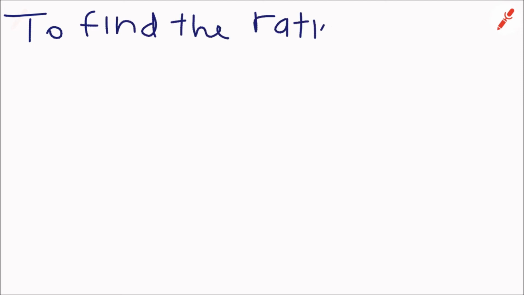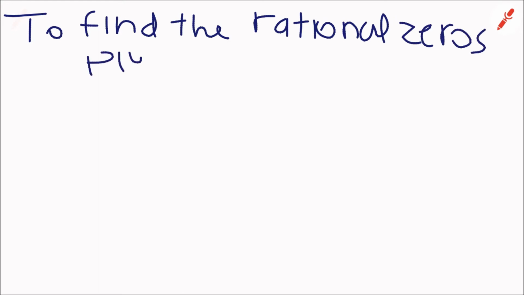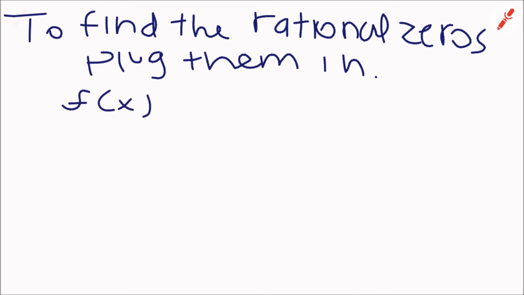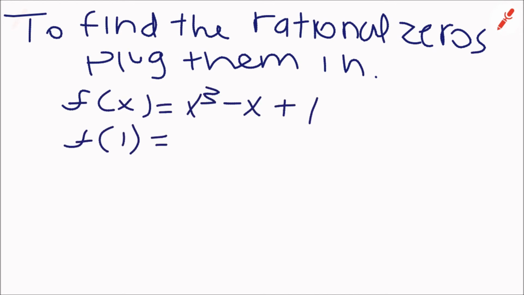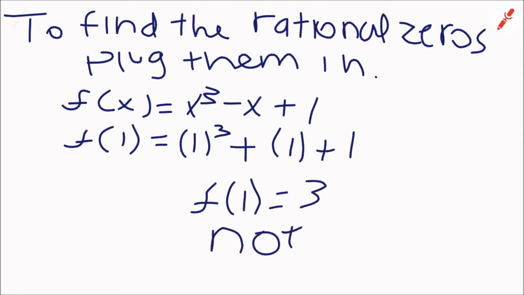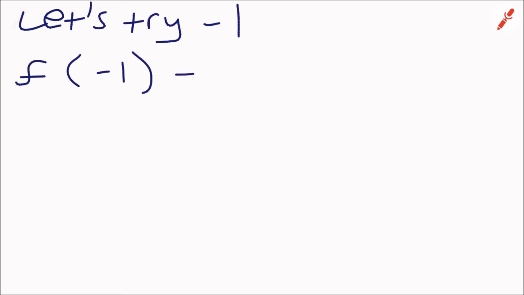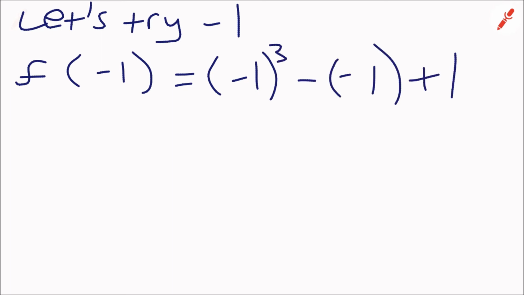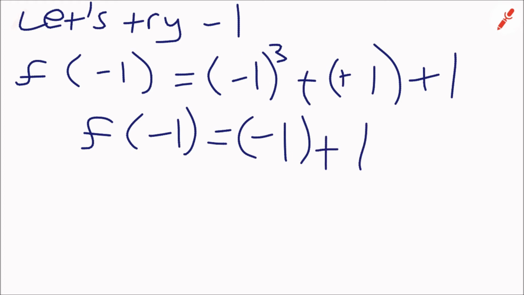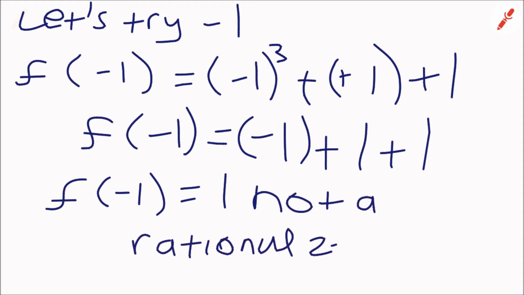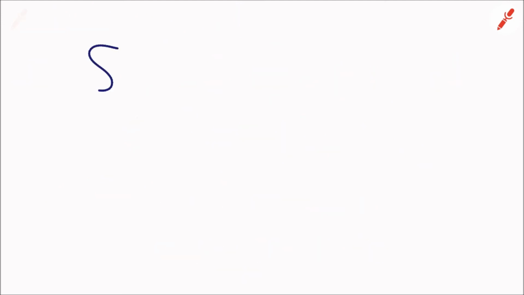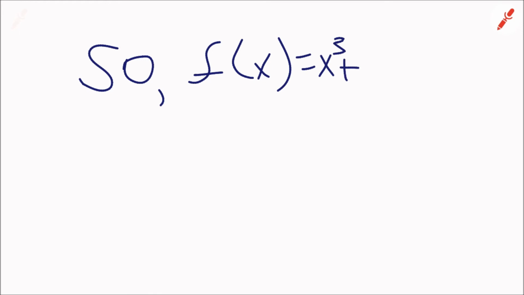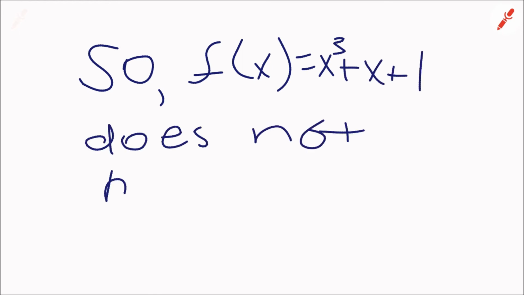So to find if they are rational zeros, we're going to plug them in. Now you see that f of 1 equals 3, which is not a zero. Let's try negative 1. f of negative 1 is not a rational zero either. So f of x does not have any rational zeros.